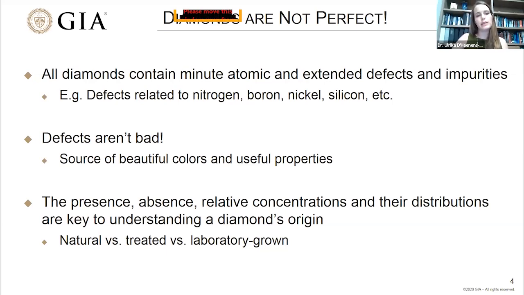Now, the reason that we at GIA are very interested in defects in diamond is because by considering the presence, absence, relative concentrations, and their distributions in the diamonds, we're able to determine whether the diamond is natural, treated, or laboratory grown. So it tells us information about the diamond's origin.